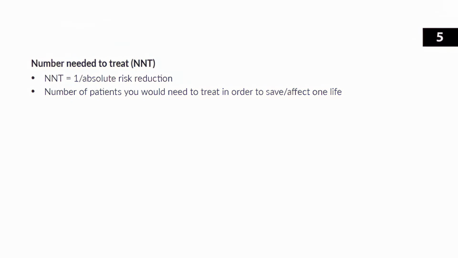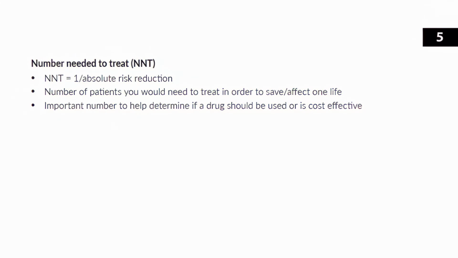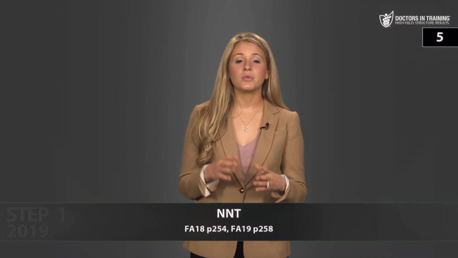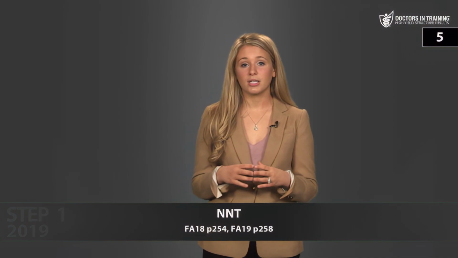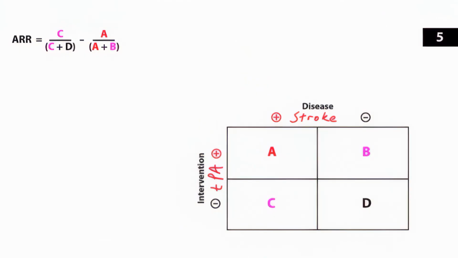It's the number of people you would need to treat to get the effect you want to get in at least 1 person. This can be an important number to help you determine if a drug is cost effective. If you have a drug out there that has a very small effect and you need to treat 1,000 people in order to save 1 life, the drug is probably not worth widespread use. We also use this number to evaluate clinical effectiveness of a drug. There's an example in your study guide.